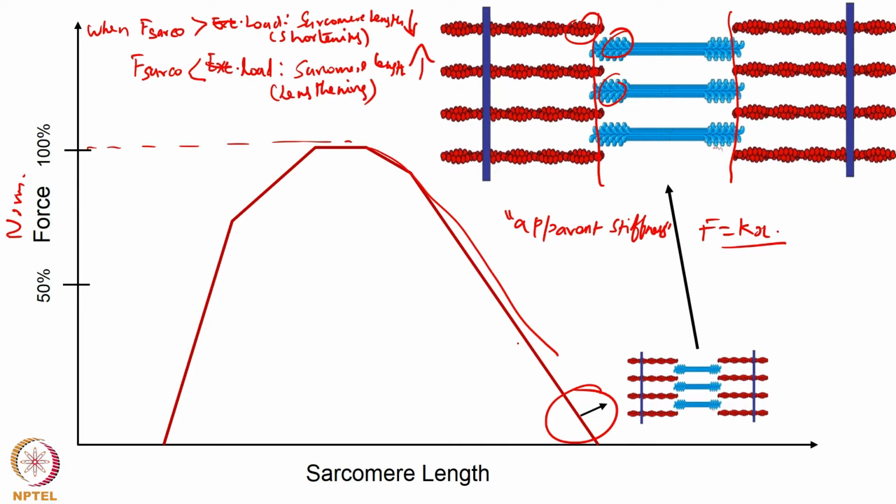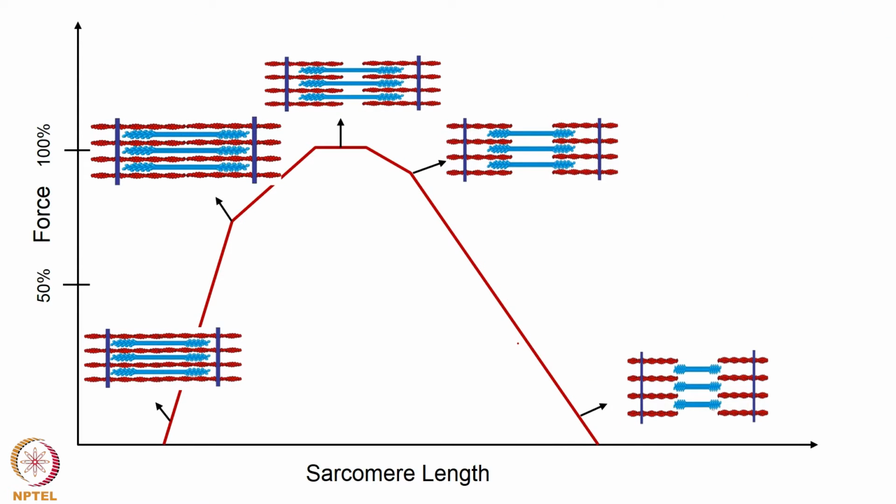So, the velocity of contraction is limited by the rate of cross bridge formation. Okay. Now, let us take a look at that situation. And also in summary, what happens at various lengths, at 100% force or at the optimum length.